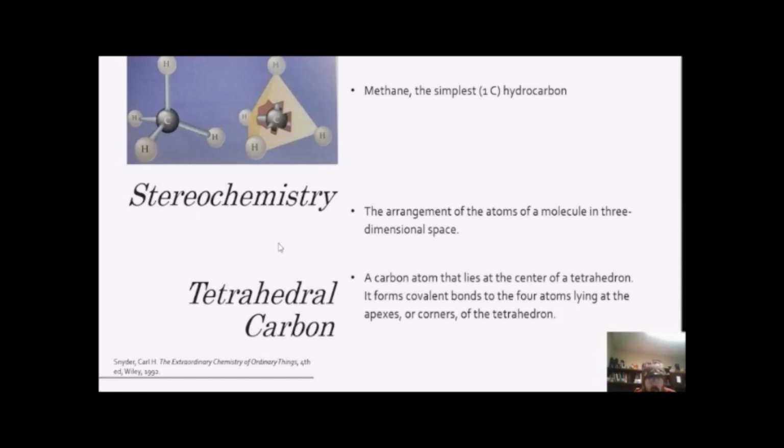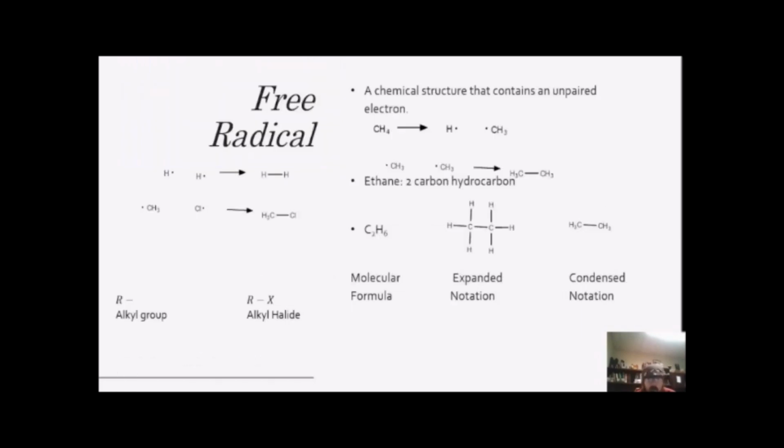Even though we won't draw it fancy like this every time, that is what is actually going to exist. Every time we discussed alkanes and carbons with 4 bonds to 4 separate atoms, they are all tetrahedral carbons. Now, to help us see the next structure, we need to discuss the concept of a free radical. A free radical is just a chemical structure that contains an unpaired electron.